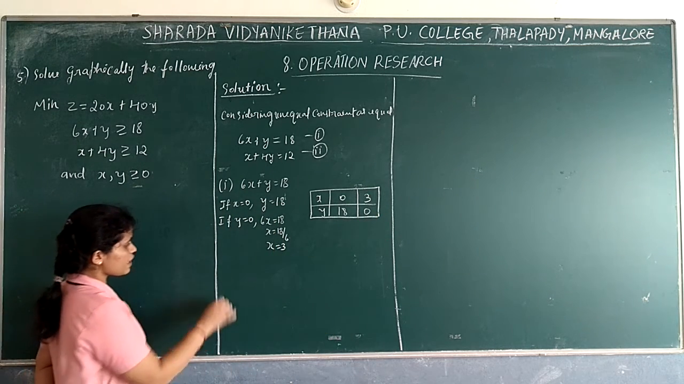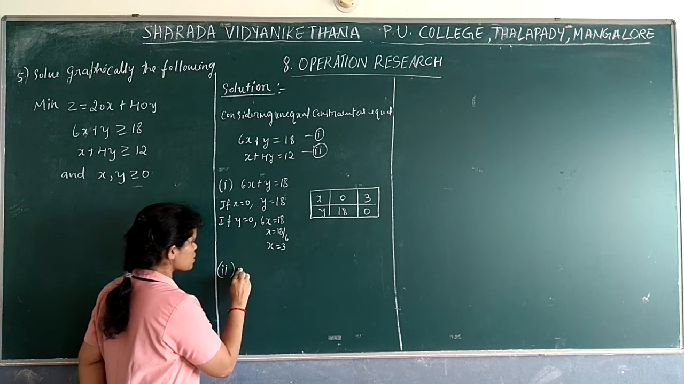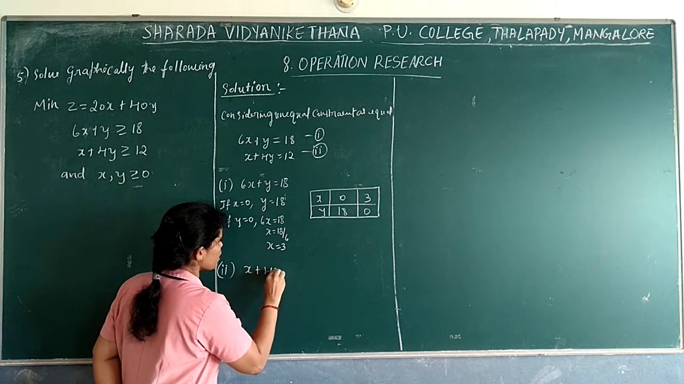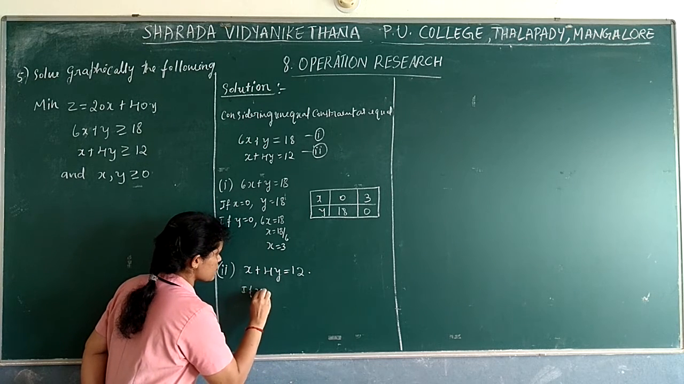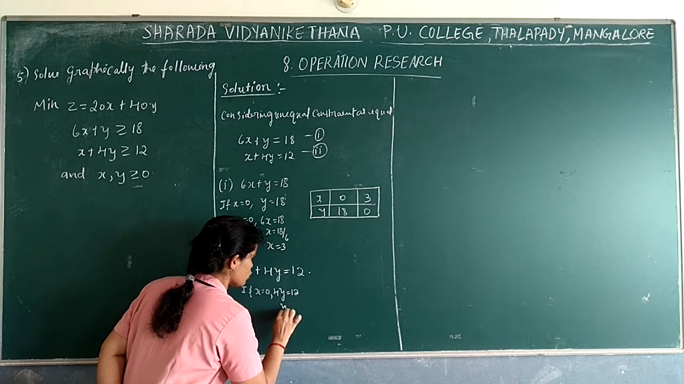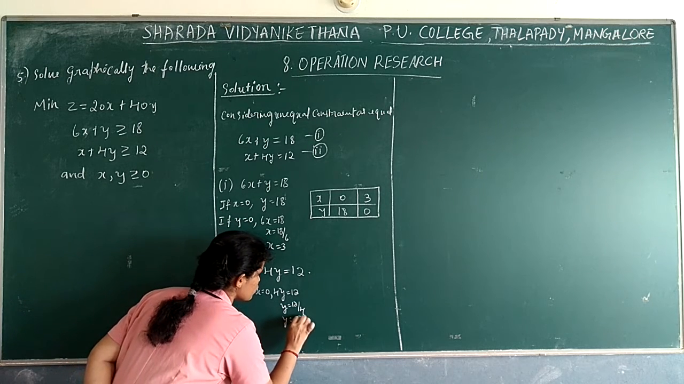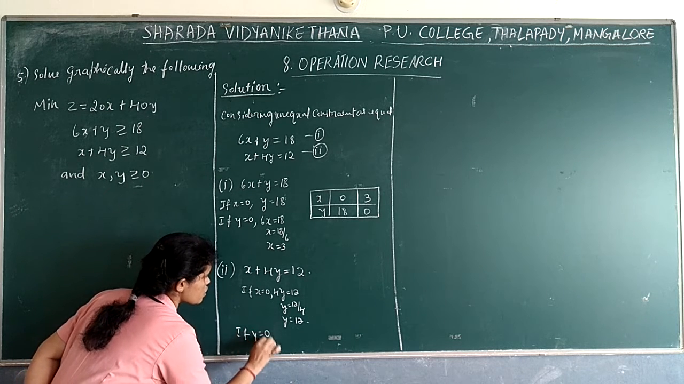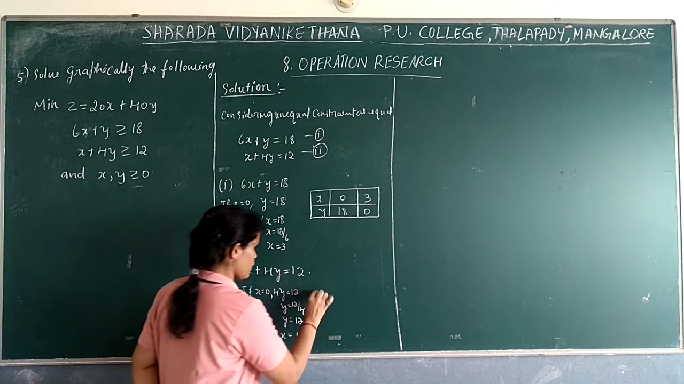Next one, we will take the second equation, that is x plus 4y is equal to 12. Now here, if x is equal to 0, what will remain? 4y is equal to 12. So y is equal to 12 by 4. So y is equal to 3. Now, if y is equal to 0, then x is equal to 12. So what values have we got here?